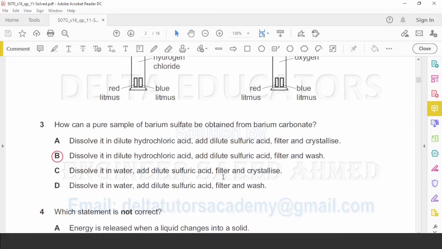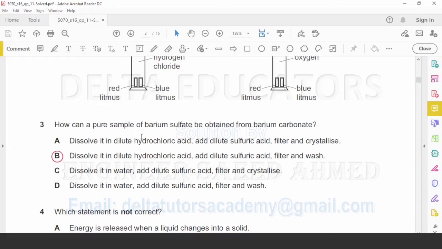Barium carbonate is insoluble in water. Since barium carbonate is insoluble in water, we cannot dissolve it in water. So C and D are not the possible options. Now we have to check A and B. In A and B, there is only one difference. In A it is given crystallize, and in option B it is given filter and wash. Now we have to check whether A is correct or B is correct.